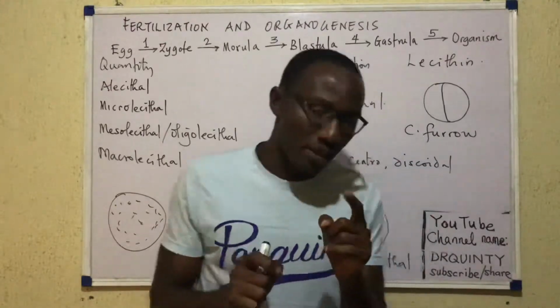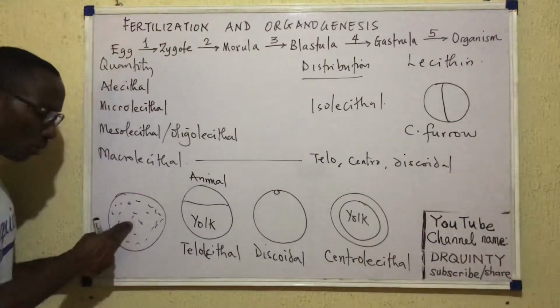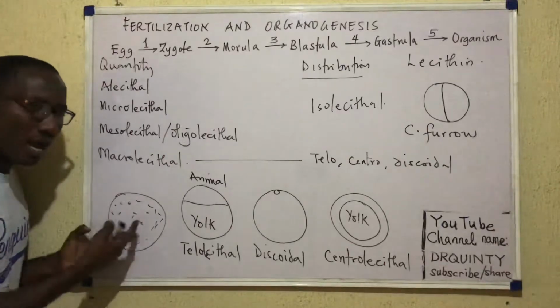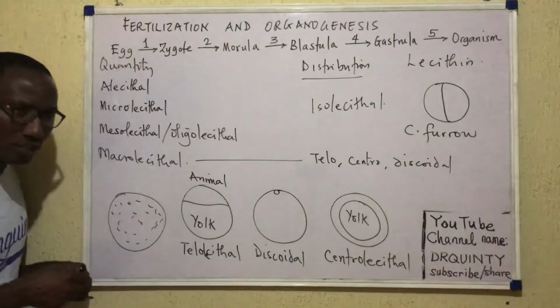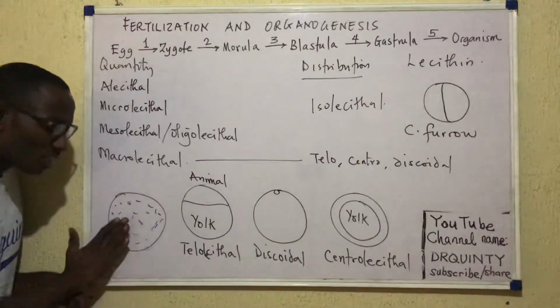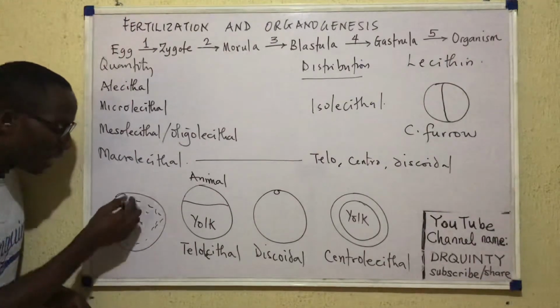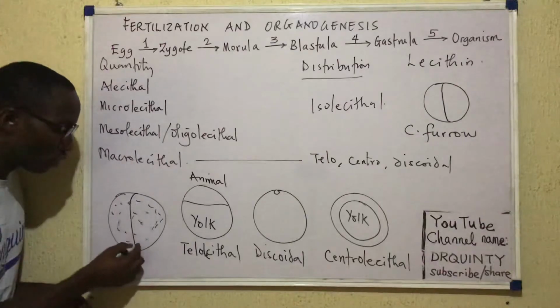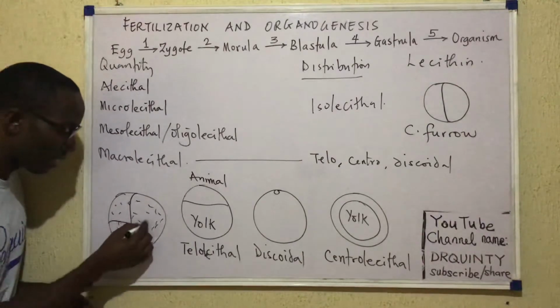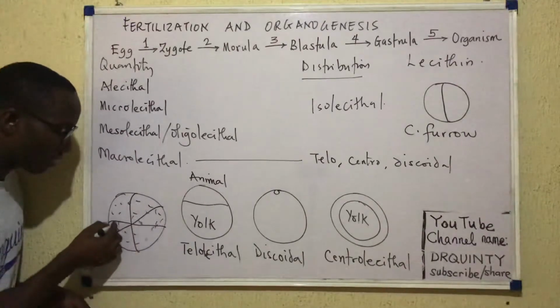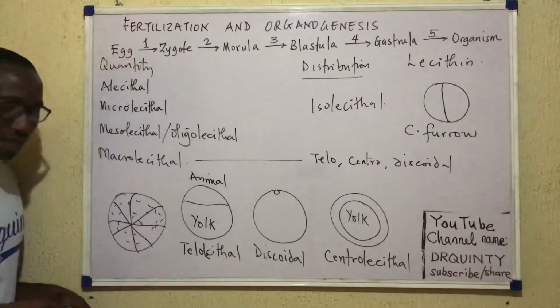So in that case, if cleavage were to occur in this cell, how would it be? How do we expect it to be? Because there's a small amount of yolk everywhere, the cleavage that will occur here can be throughout the entire cell, can be on the entire length of the cell, and you have many cells like that.